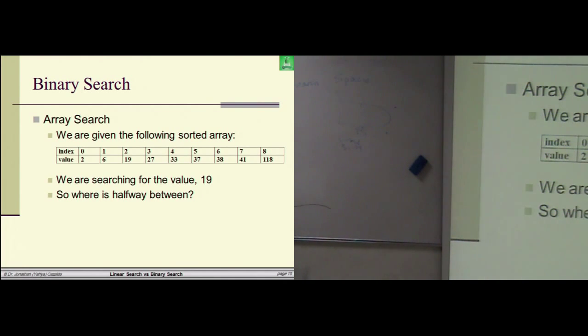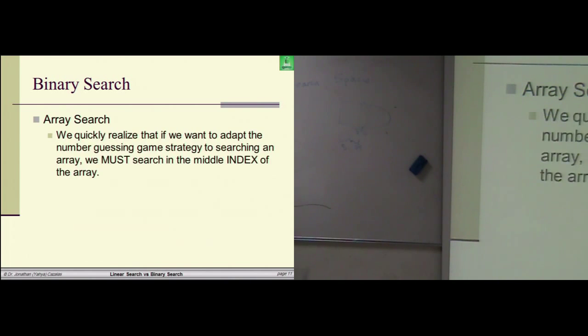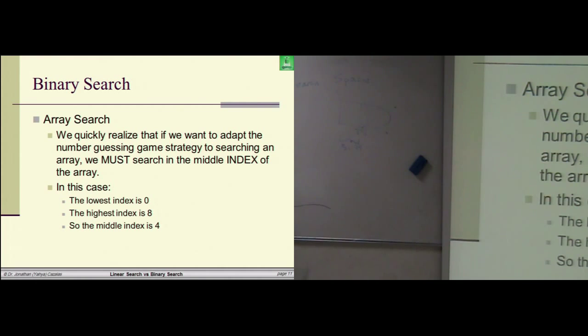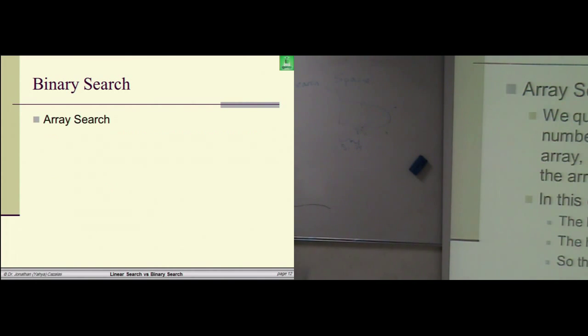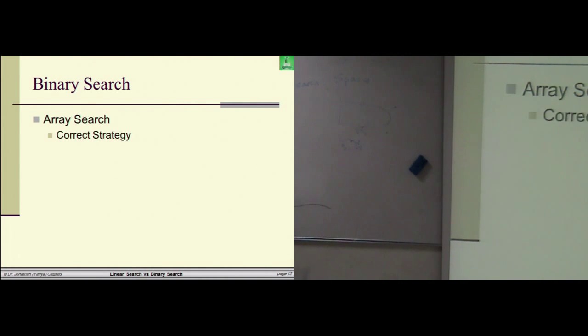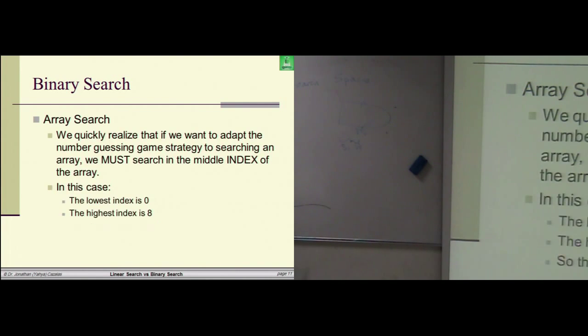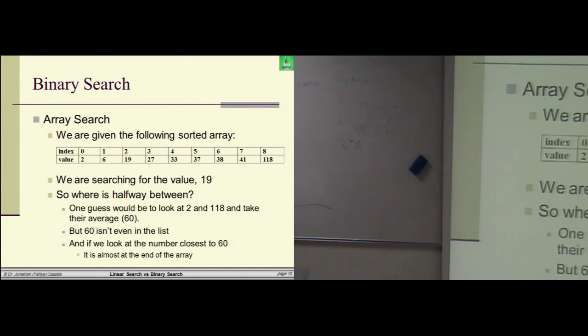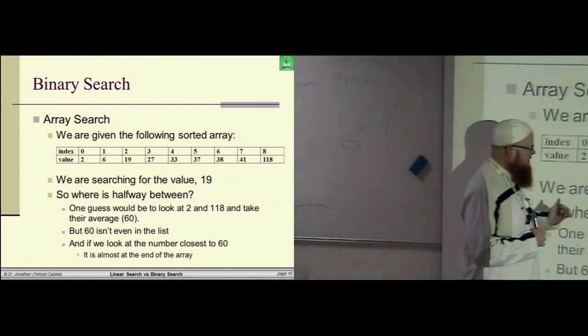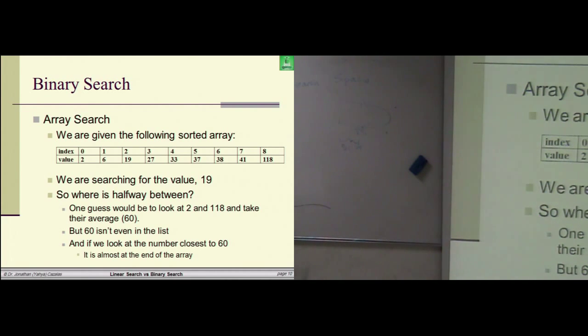So where's the value halfway between? The answer is 4. So I'm going to skip this. So we say, where are we at? So the middle is 4. This is what we just said. So the lowest index is 0. The highest index is 8. The middle index is 4. So what we do is we look at this array, page 10. We say, okay, this is the middle index right here.